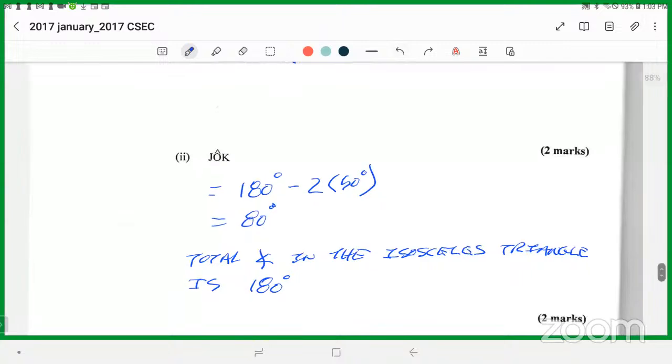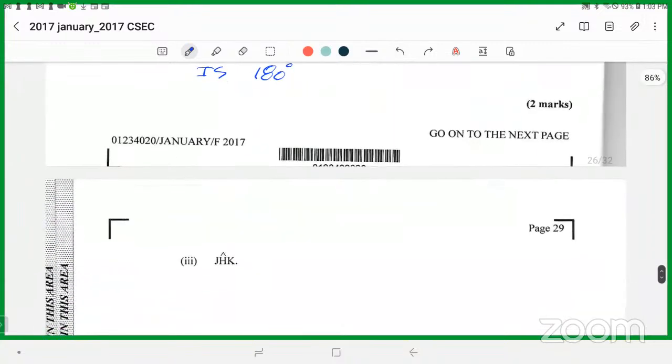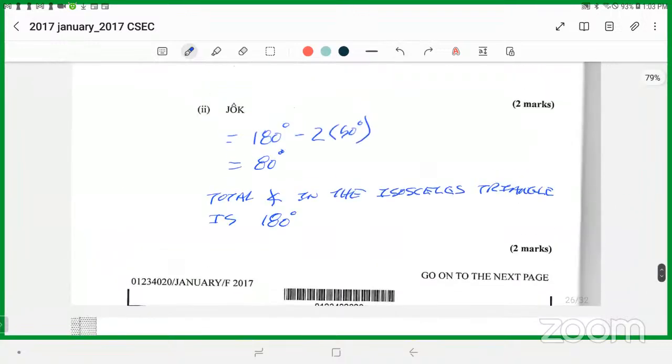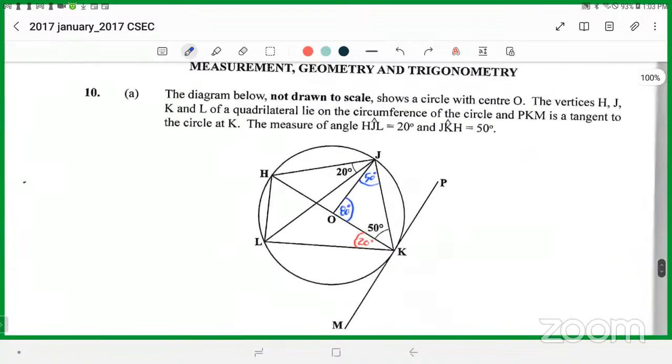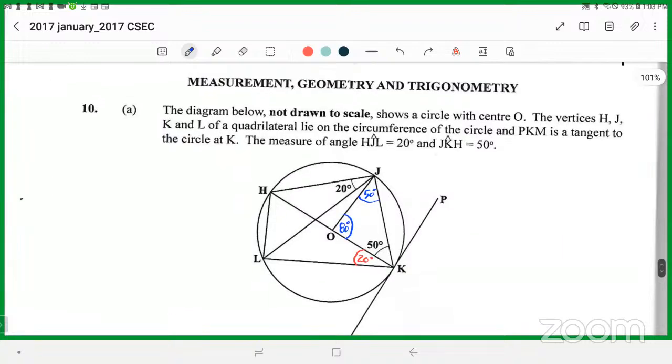All right. Next angle I want is angle JHK. Let's look at which one that is. Angle JHK. So JHK, this one up here.